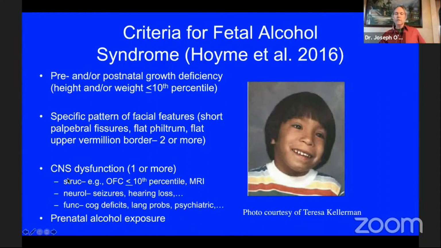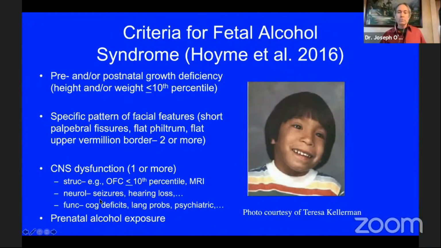The third criterion is central nervous system dysfunction. You need 1 or more of the following: either structural dysfunction, neurological dysfunction, or functional dysfunction. The structural dysfunction can be proved. One easy way of proving it is to simply measure the child's head size. If the orbital frontal circumference is less than or equal to the 10th percentile, that qualifies as structural dysfunction. And there are other ways to meet that too. For example, findings on an MRI of the brain.